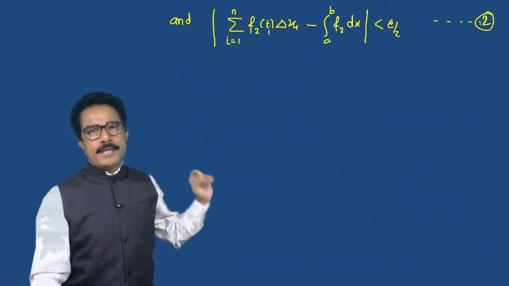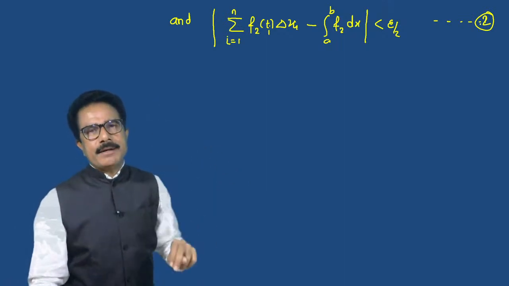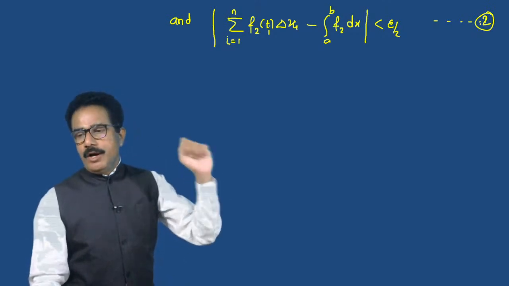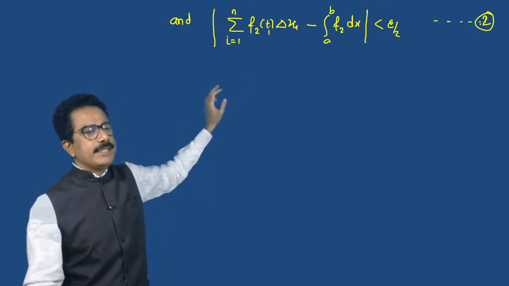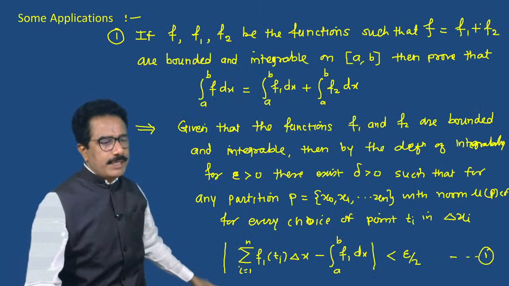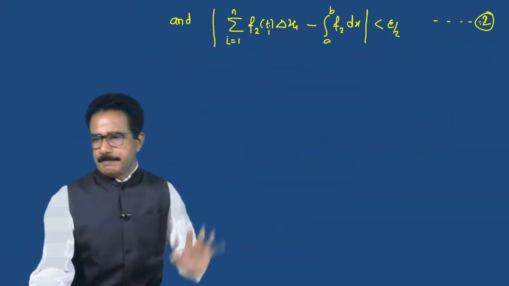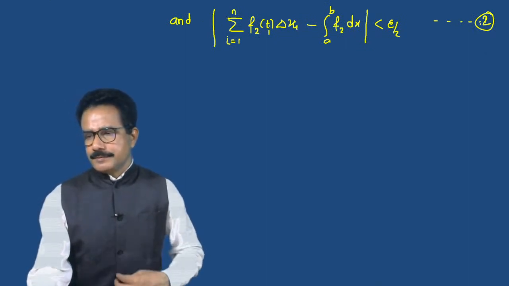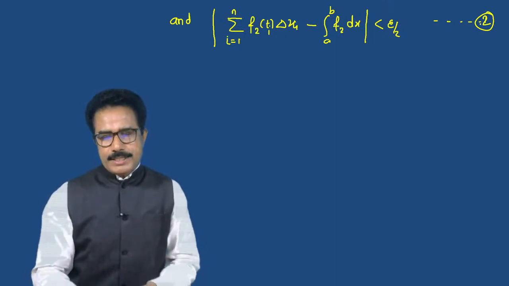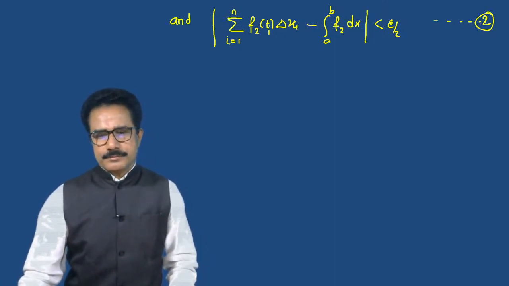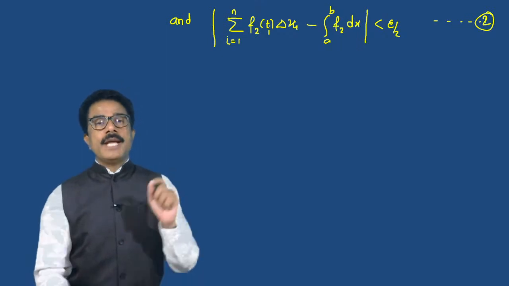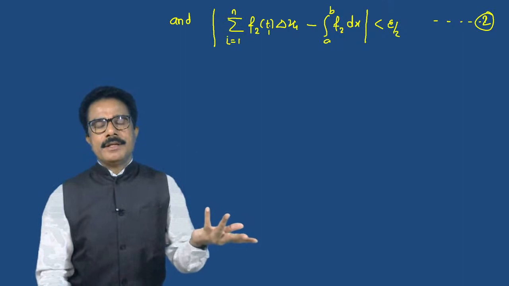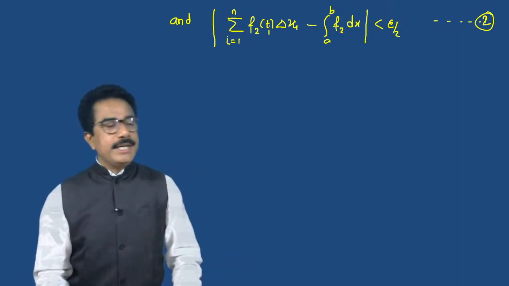That means f1 and f2 are integrable functions. Then according to the definition of the Riemann sum of an integrable function, we can write both equations, equation number 1 and equation number 2. Now we have to prove that f1 plus f2, denoted by f, is also integrable.